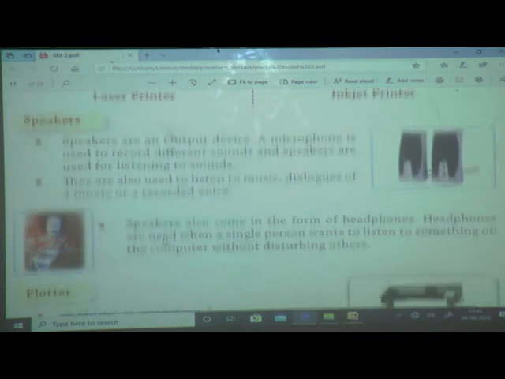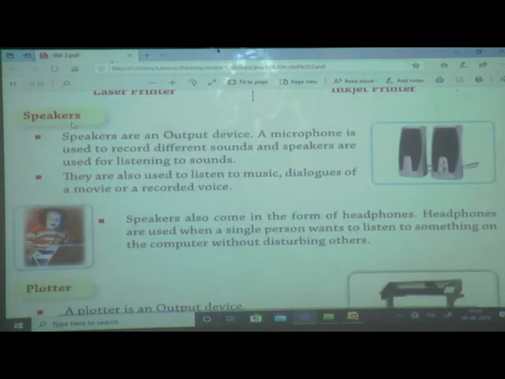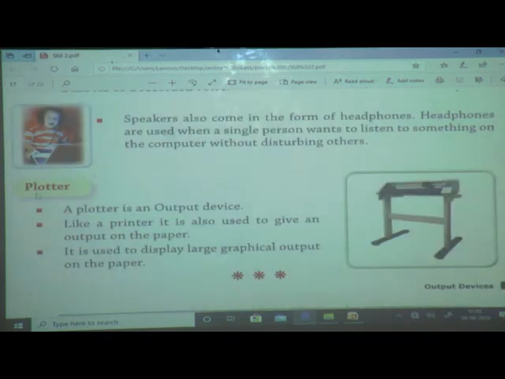Next output device is the speaker. If you want to listen to music, dialogue of movies or recorded voice, then we use the speakers. And next is the plotter. A plotter is the same as a printer, but if you want to display a large graphic output on paper, then we use a plotter.